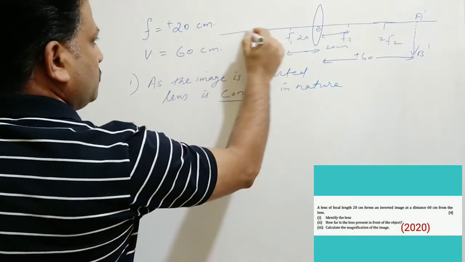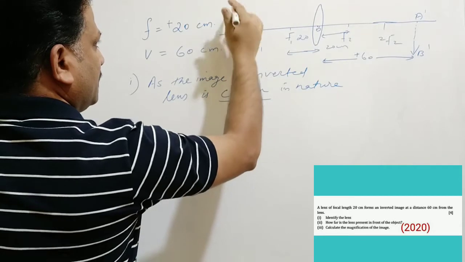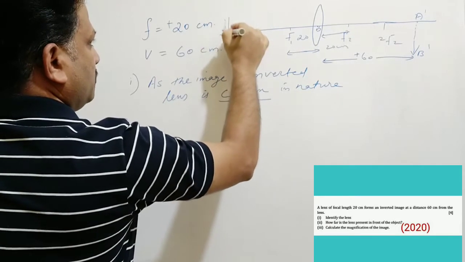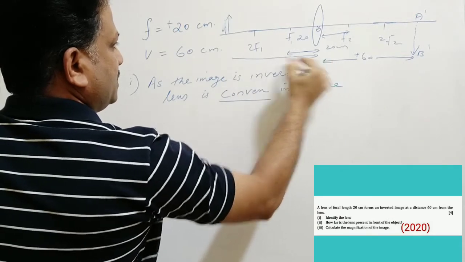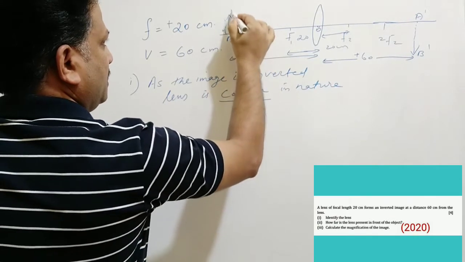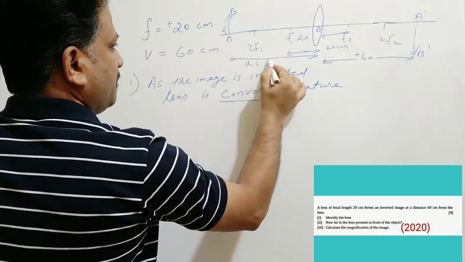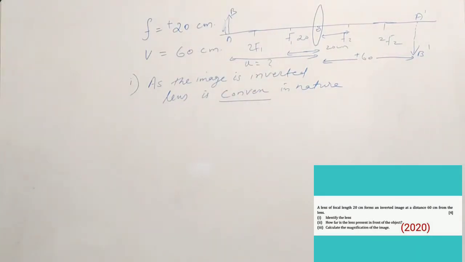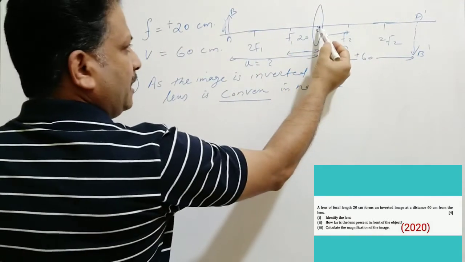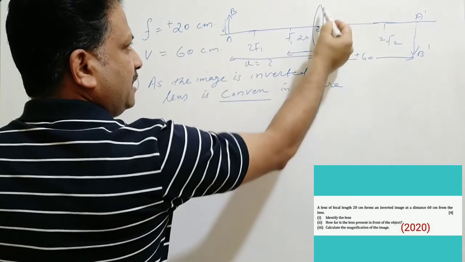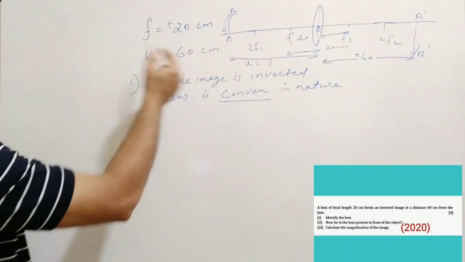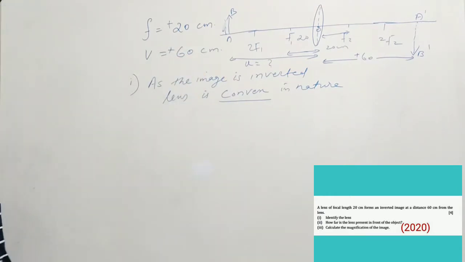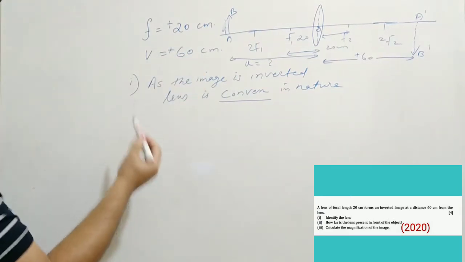And the object is somewhere here. Okay, we have to calculate the object distance. This is the object distance. Object is standing here, AB. We don't know the object distance. So all the distances are measured from the optical center, which is considered as the origin of the lens. Clear? Okay, let us begin. So v is plus 60 centimeter. Okay, now let us apply the lens formula.